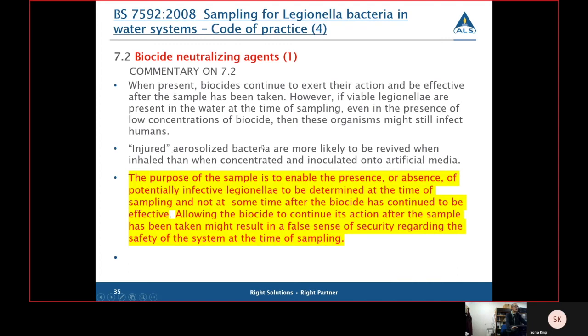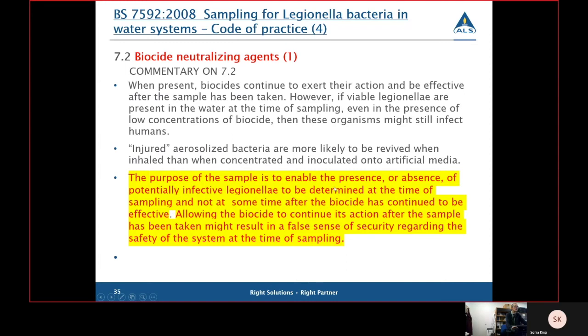As I said earlier, when present, biocides continue to exert their action and be effective after the sample's been taken. So if that is the case, injured aerosolized bacteria are more likely to be revived when inhaled. So somebody who's a smoker and inhales that is likely to get Legionella. And these will not necessarily be revived in the sample when it goes on to artificial media. So the purpose of the sample is to enable the presence or absence of potentially infective Legionella to be determined at the time of sampling and not at some time after the biocide has continued to be effective.